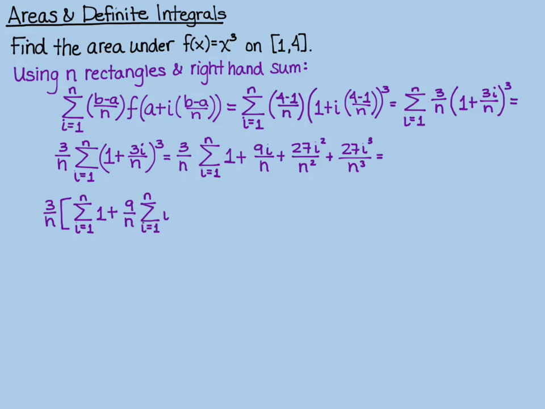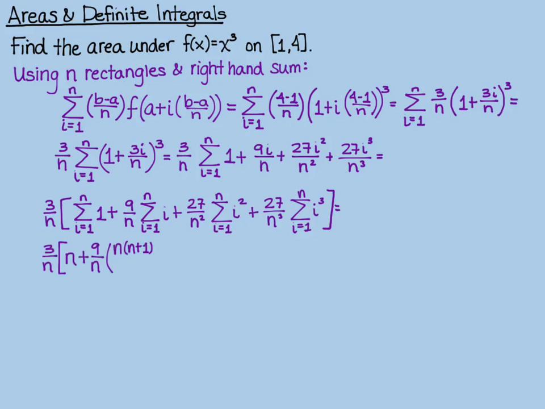Now I can split the sum up into 4 different sums. So I have 3 over n times the whole quantity, the sum from 1 to n of 1, plus 9 over n times the sum from 1 to n of i, plus 27 over n squared times the sum from 1 to n of i squared, plus 27 over n cubed times the sum from 1 to n of i cubed.